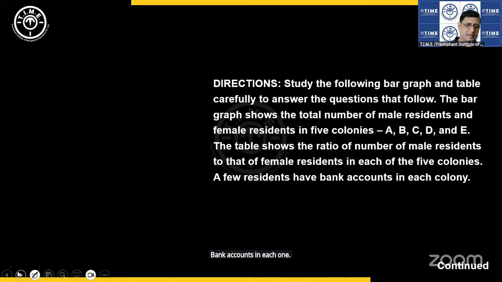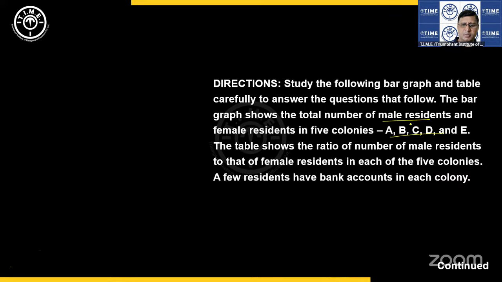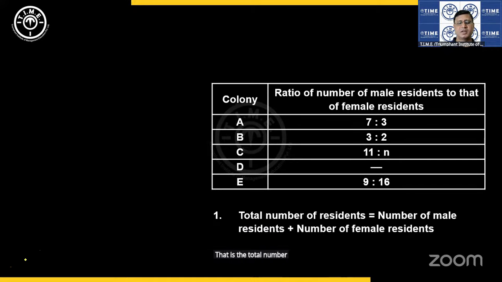Okay. So male and female are given, 5 colonies, and a few residents have bank accounts. Okay, this is the information given here. 5 colonies, male and female, and they have bank accounts. Look at the table here. Colony A, the total number of residents is 9,000, B 7,500, and 10,000 in C, 15,000 in D, and 12,500 in E. That is the total number of residents.